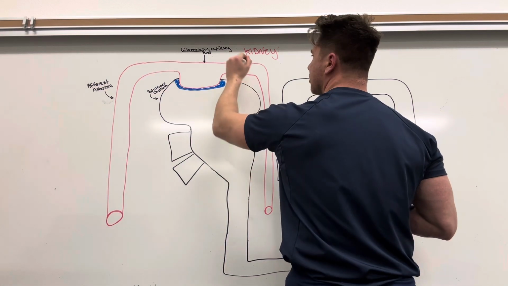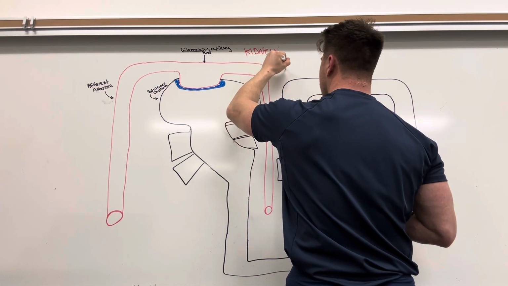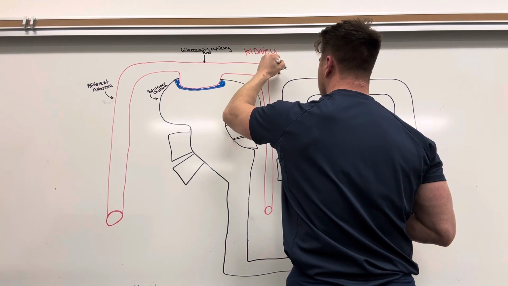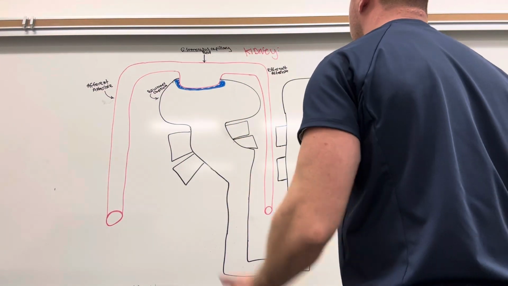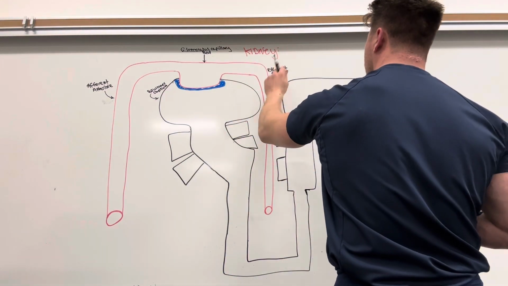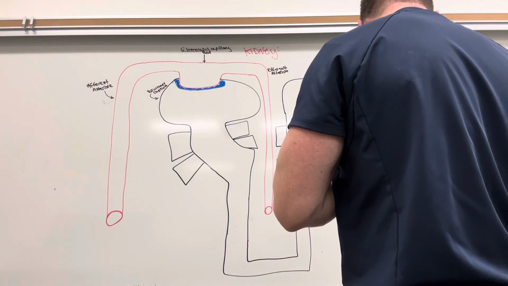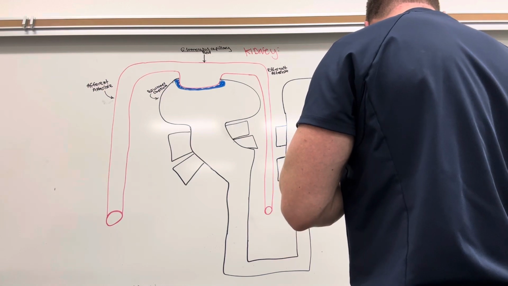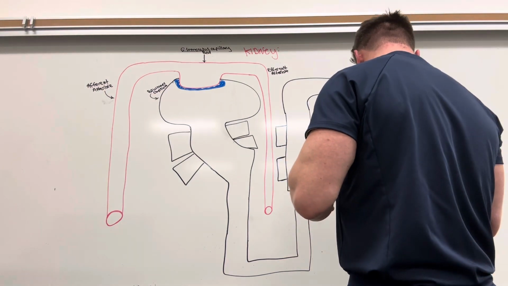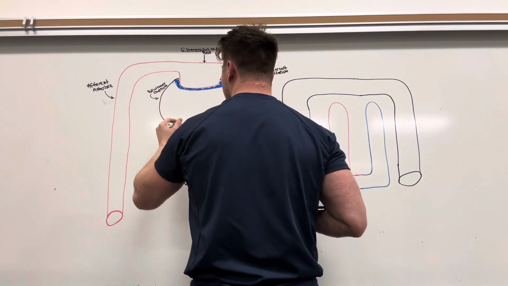If that's Bowman's capsule, then this is the efferent arteriole. Okay, so afferent, glomerulus capillary bed. That's where filtration is going to occur. Efferent arteriole right there. Okay. Let's make sure I didn't miss anything. Okay, this section right here, that's Bowman's capsule.